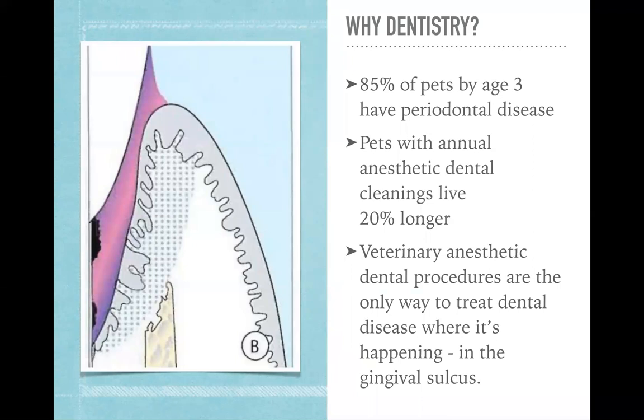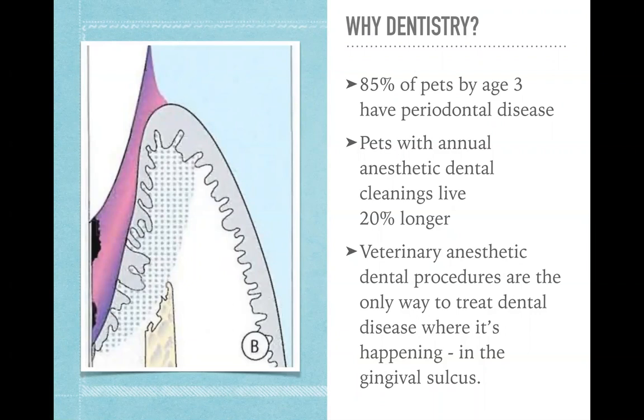So why are we doing dentistry? This is a hidden preventable disease that basically every pet gets. Sadly, studies are showing it's about 85% of pets by age 3. The good news is that we can prevent it, and the pets that get these anesthetic preventative procedures are living 20% longer.